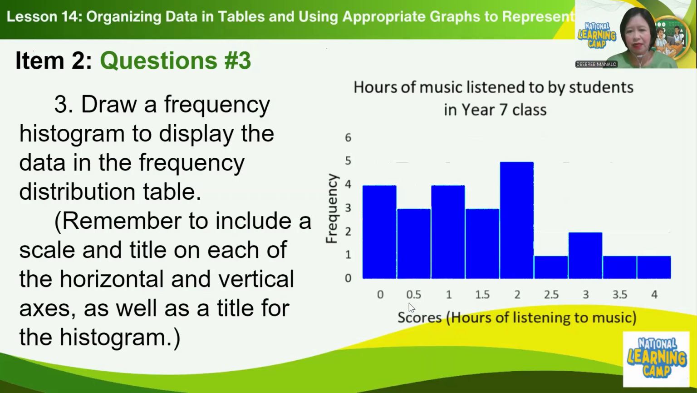As you can see, how many students listen 0.5 hour? We will have 3. For 0 hours, we have 4. For 1 hour, 4. For 1.5 hours, 3. For 2 hours, we have 5. For 2.5 hours, we have 1. And then 3 hours, 2. For 3.5 hours, 1. And then for 4 hours, we have 1.